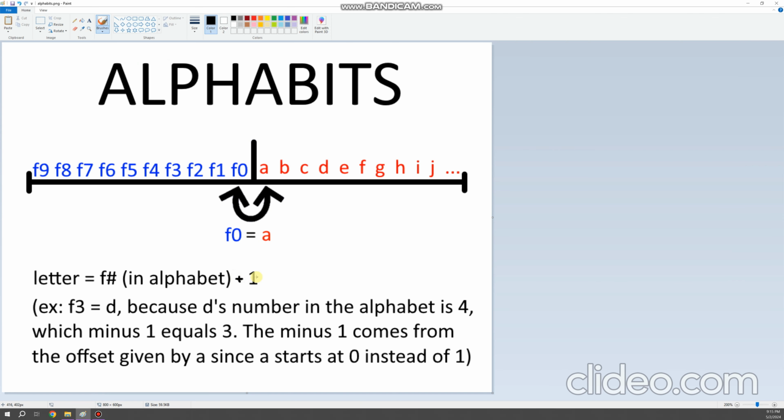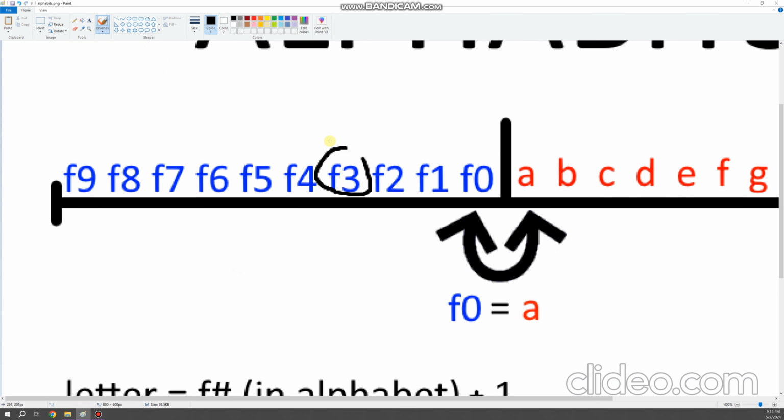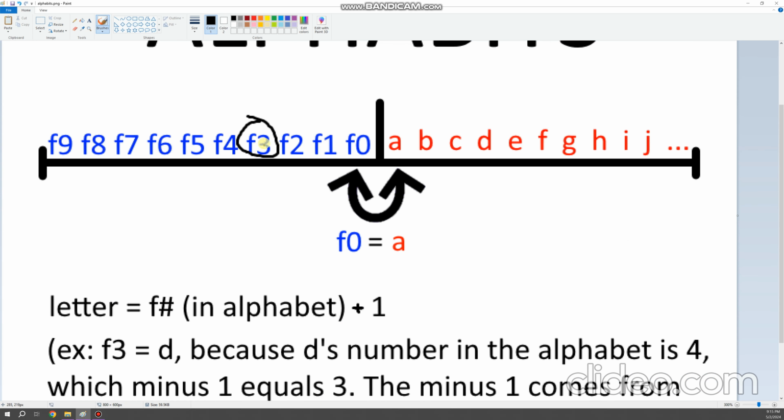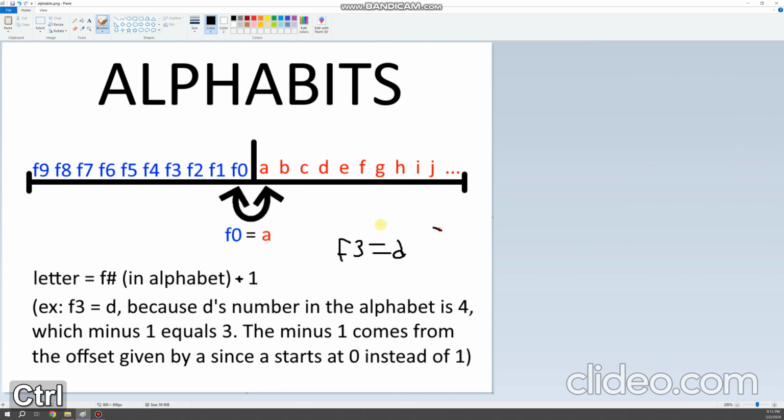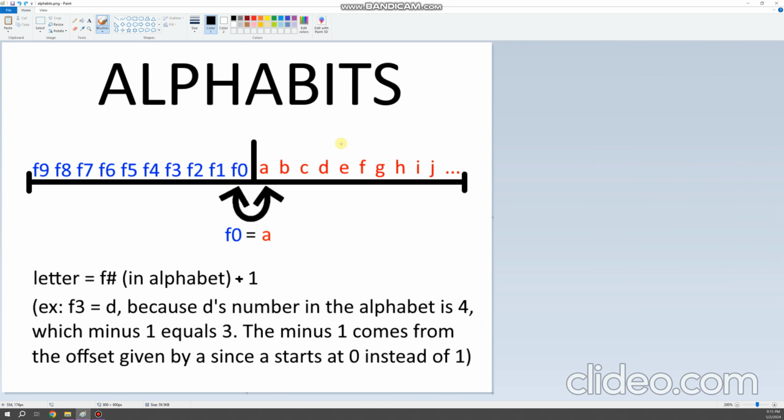Let's take an example of this. If we take our F number, let's say F3, we go to the third letter in the alphabet. A, B, C. 1, 2, 3. C is the third letter of the alphabet. And then we add 1. So F3 is equal to D. The reason we do that +1 is because A is F0 instead of F1, so we have to account for that little offset.